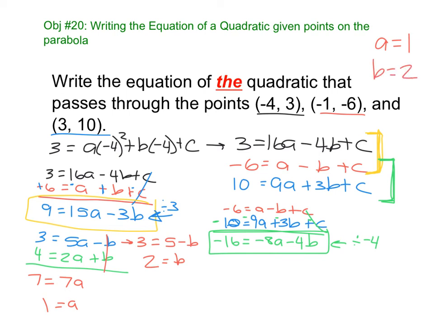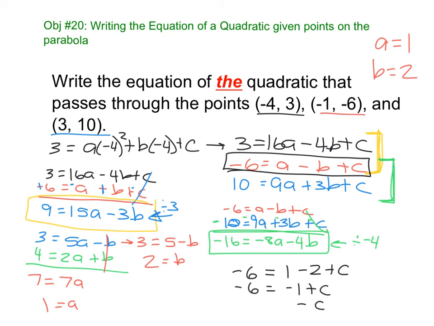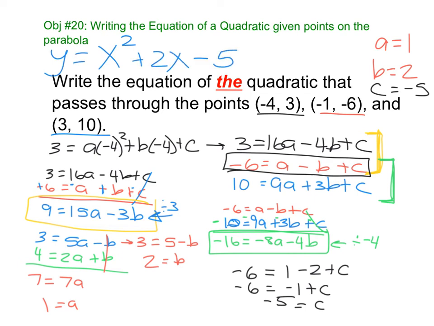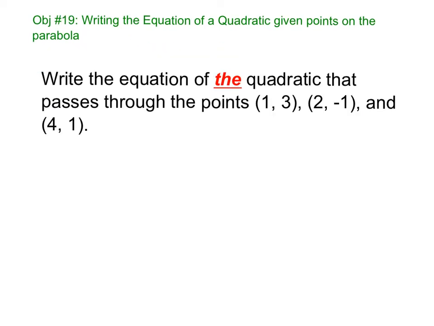Now I'm going to go back to one of my original equations. It doesn't matter which one. I'm going to pick the red one, this one right here, because it looks the easiest. So -6 equals a is 1, b is 2, plus c. So I get -1 plus c, so c is -5. So now I have all my numbers, so I can write y equals x squared plus 2x minus 5. This problem's a beast. I do recognize that.